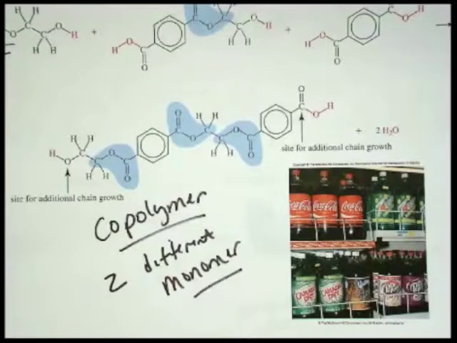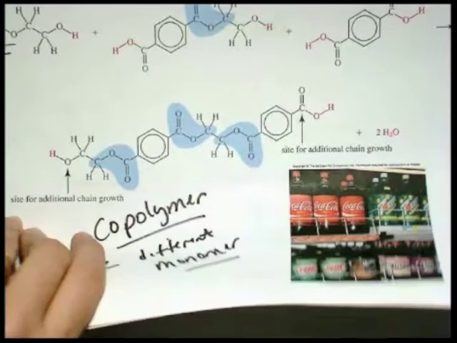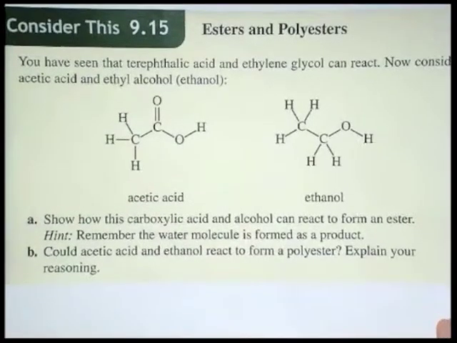Right, so that was just an example of another type of reaction called a condensation reaction for building long polymers. In this particular case, two different monomer units were used, one with alcohol functional groups, one with carboxylic acid functional groups, to form a copolymer called PET. All right, here's a question for you.